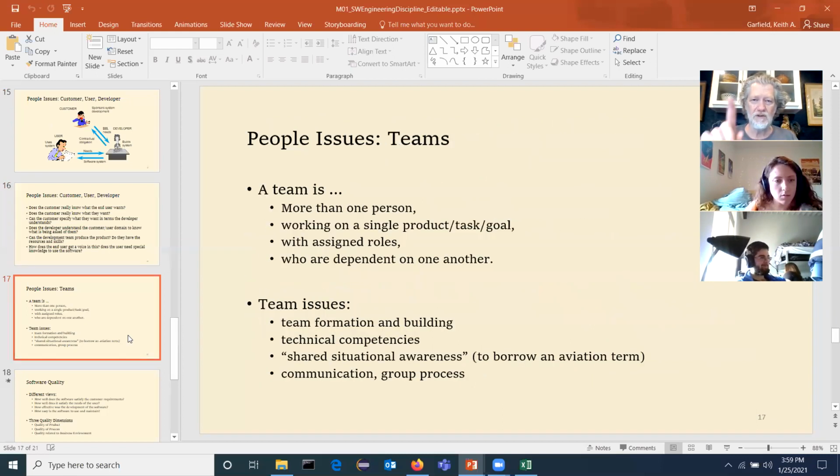Okay, teams. I want to talk about teams for a little bit. This is an important thing. I don't know, maybe I should have highlighted it or something. What is a team? You all know what a team is. Now let's explicitly know what a team is.